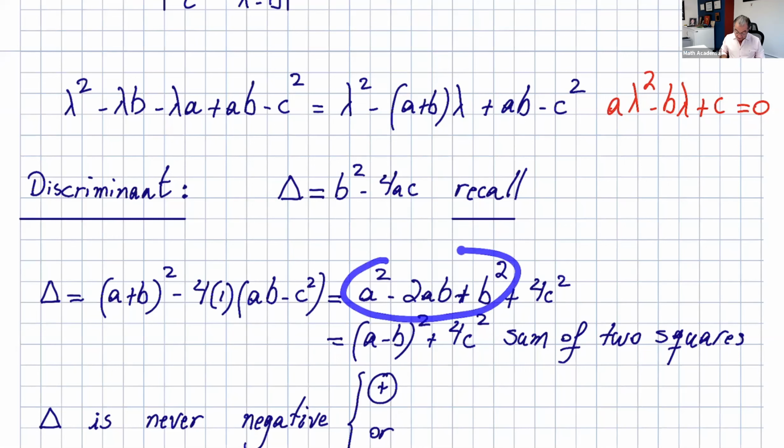And as we know, this is the sum of two squares: (a minus b) squared plus 4 times c squared, or you can say (2c) squared here. And this is always positive, well, positive or it could be 0. So we know the discriminant is never negative. It could be positive or it could be 0. First case, if the discriminant is positive, then the characteristic equation has two distinct real roots. And if a equals b and c is 0, delta equals 0.